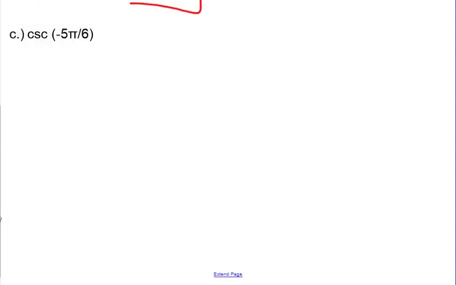Basically, things you need to check with all these: what is your reference angle? What is your quadrant? And your special triangle. Those are the 3 things that matter when you're trying to find your exact values.